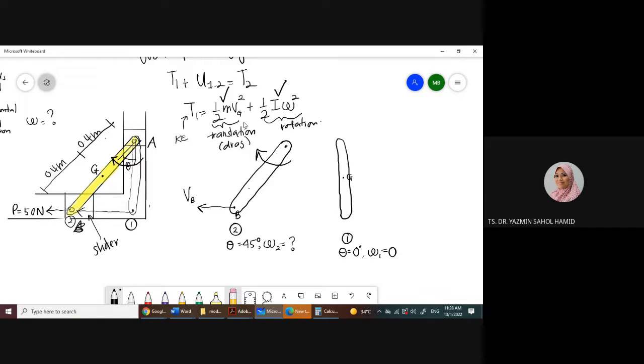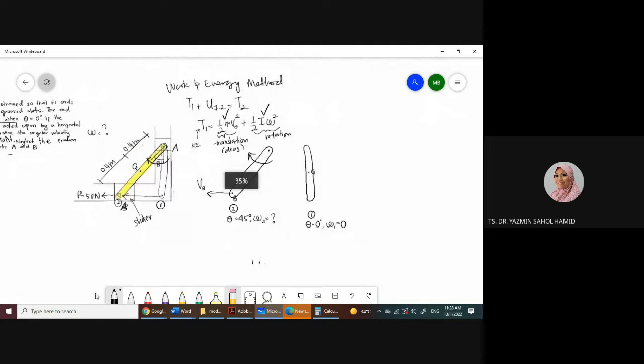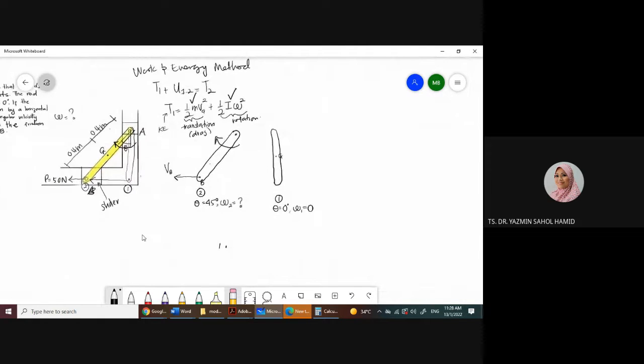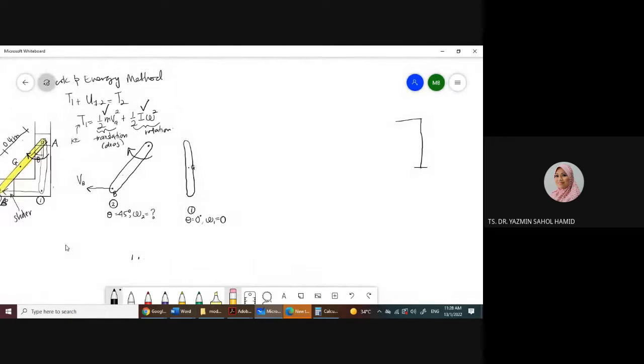Okay, alright, good. So now we need to come up with the free body diagram. Let's draw the free body diagram first. It's not that easy drawing with this whiteboard. Okay, so of course we have point A here, and point B.